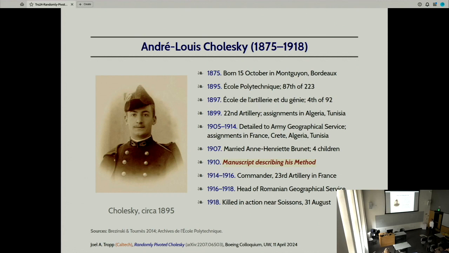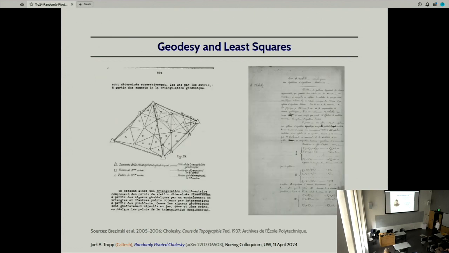In 1914, he was appointed commander of the 23rd Artillery, and he was responsible for commanding this regiment in France. He was sent to Romania for 2 years, from 1916 to 1918, and he was killed in action in France in 1918. And his manuscript was lost. So, what was Cholesky after?